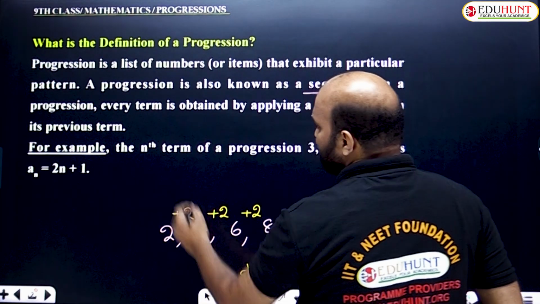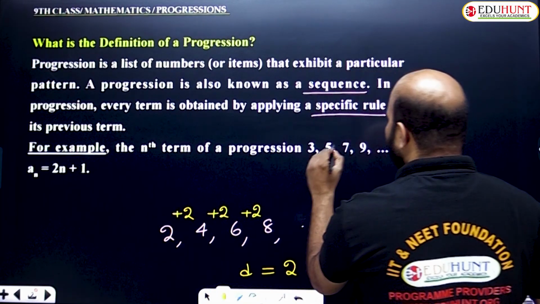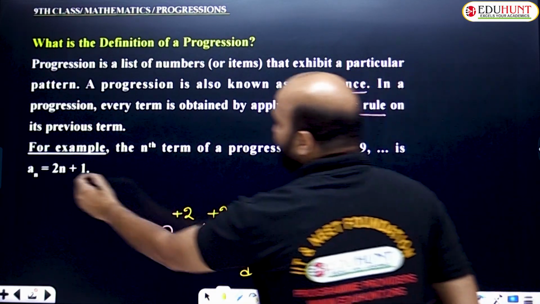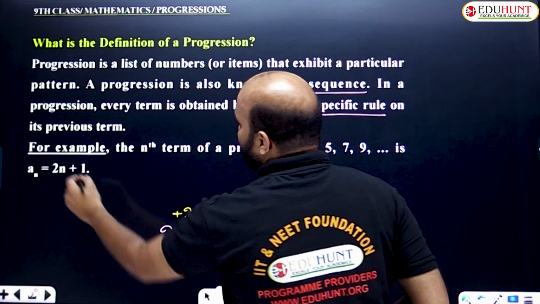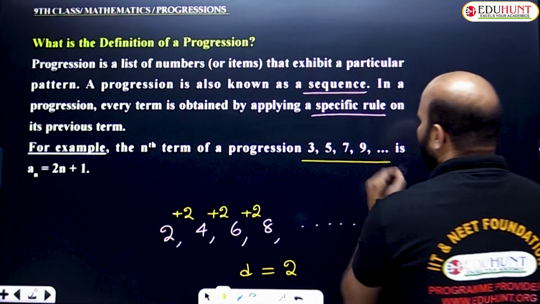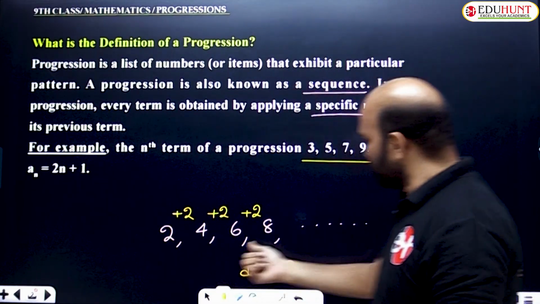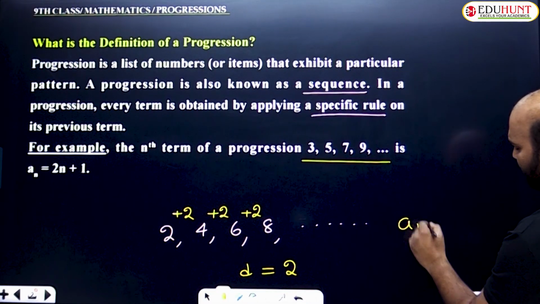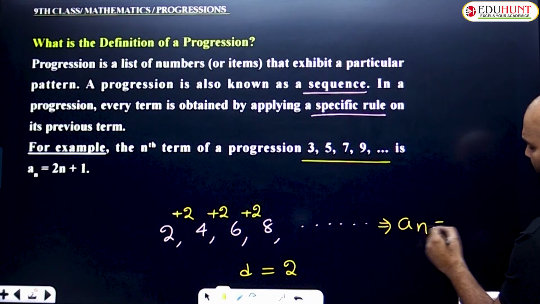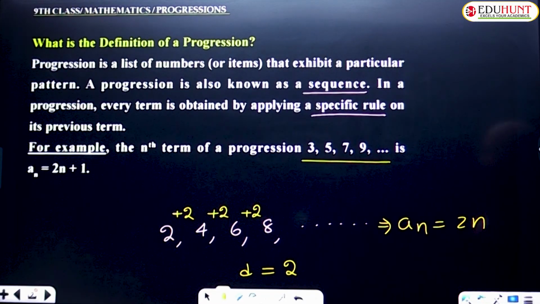One more example: the nth term of the progression 3, 5, 7, 9 is 2n plus 1. So this is the set of the first n odd numbers, 2n plus 1. This is the first n even numbers, where an equals 2n, where n is the set of natural numbers.